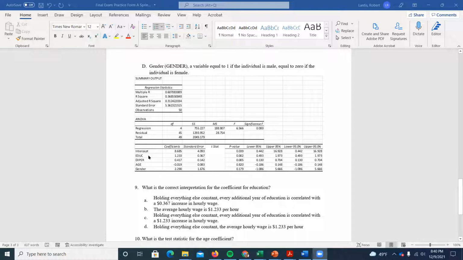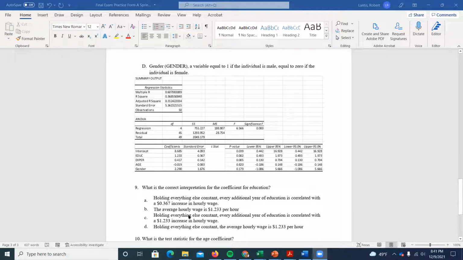So one more year of education predicts the y variable goes up or down by whatever the coefficient is. So it goes up by 1.233 dollars, holding everything else in the regression constant. So holding everything else constant, an additional year of education is correlated with an approximately $1.23 increase in hourly wage.